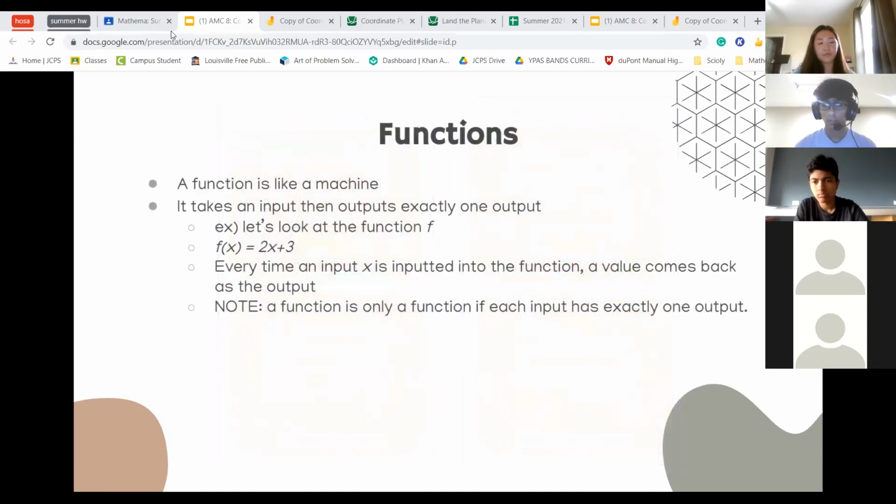F of x is the square root of x. Is that a function? I don't really understand what you're asking. Are you asking if the square root of x is a function? Sorry, I should have put a little more detail, because the square root of 9 is 3 and -3.